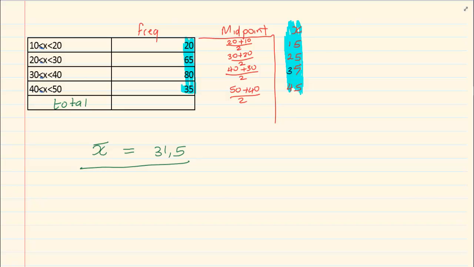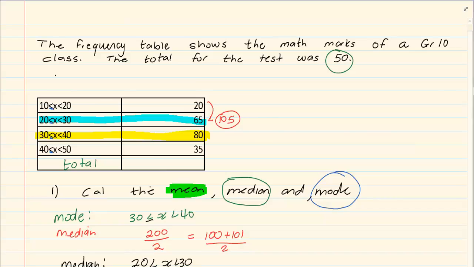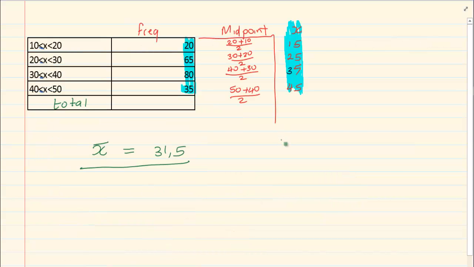Now remember, this test specifically said that this test is out of 50. So when they're giving you the average, they are giving you the average out of 50. So the average is 31,5 out of 50.